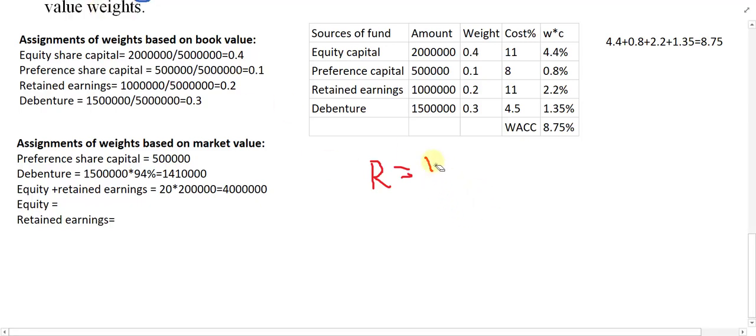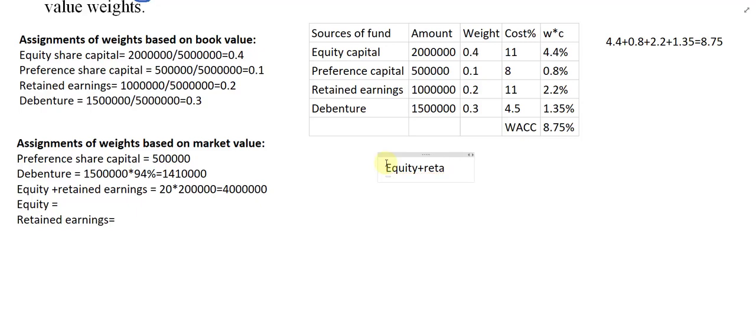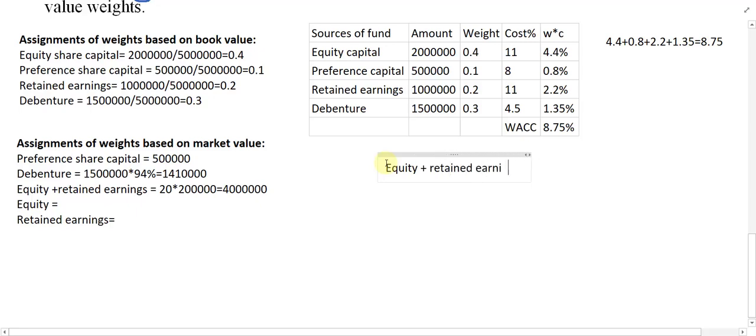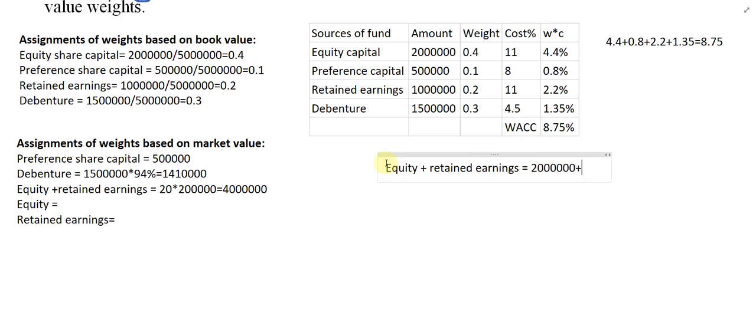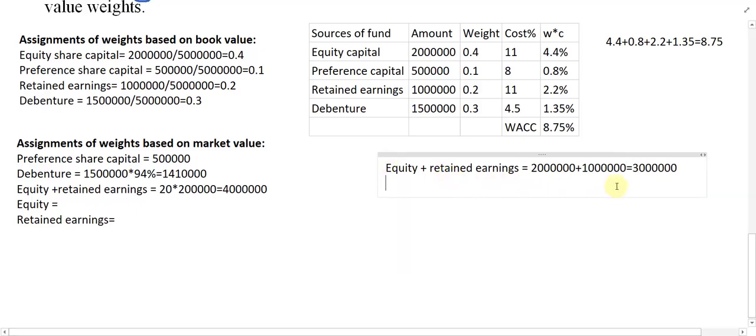In order to understand it in a better way, let me do one more thing here. First of all, let us find out the total of equity plus retained earnings in the book. How much is the value of these two in the book? The value of equity is 2 million plus the value of retained earnings is 1 million. If you press the equal sign, you get 3 million.